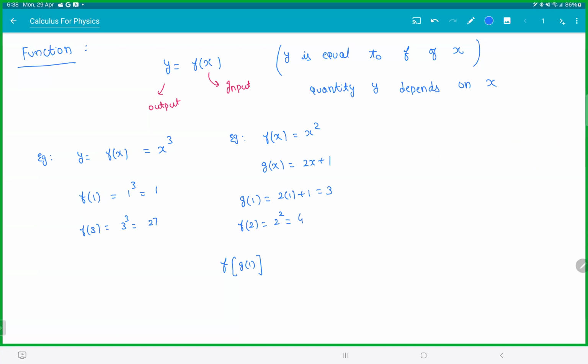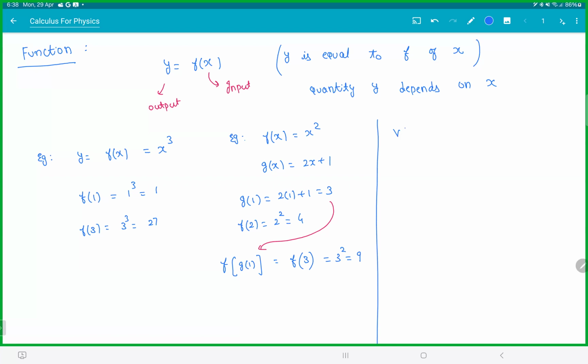To put it in more technical terms, I'll show you. So this is f of g of 1 is how much? 3. So he's asking f of 3, which is 3 square, which is 9. That's it. You don't need to know more than this. Just understand max physics may how the things will come like this.